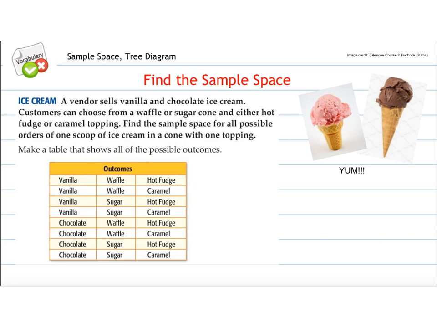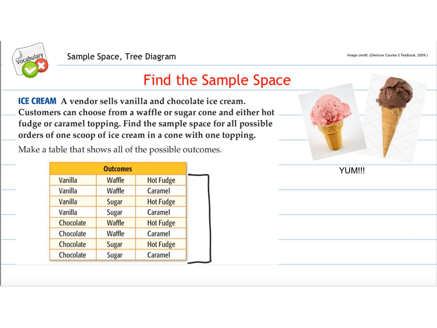Okay, so when you are finding sample space, again, you are finding all of the possible outcomes that could happen. So here we have a vendor selling ice cream, chocolate or vanilla. You could then choose waffle, sugar cone, so whatever type of cone you want. And then it looks like you can also choose a topping between hot fudge and caramel. So they're asking us to find the sample space for all possible orders of 1 scoop of ice cream with 1 topping. And if you look at this table here, these are all of the possible outcomes.